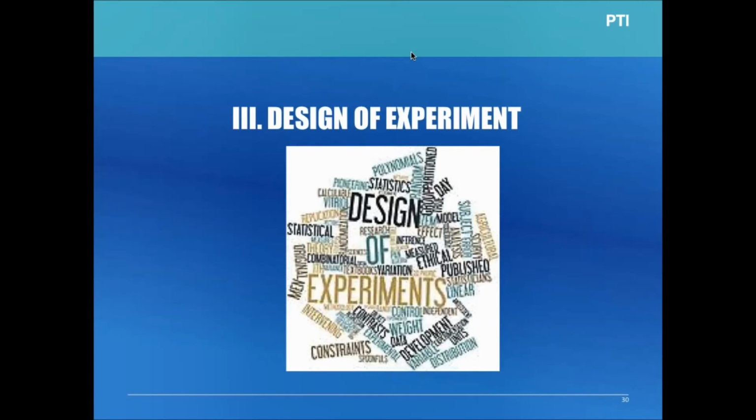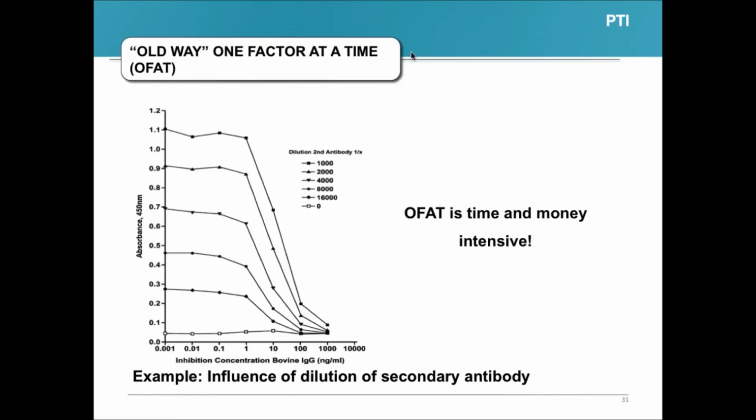Well, there are a lot of things that you have to consider, and we have discussed, especially for the assay development, a lot of those single influences. So we talked about the ELISA plate. We briefly discussed the concentration of the coating antibody. So doing it like this is what is called OFAT, so the old way, one factor at a time.